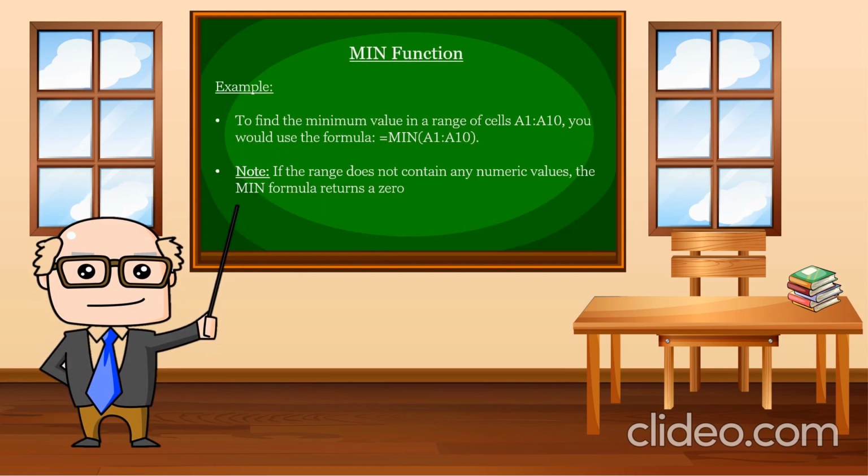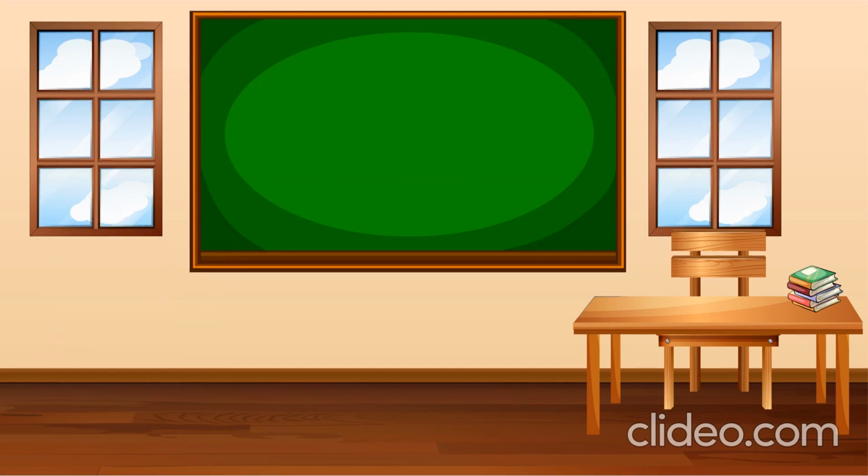Now an example of this function, the minimum function. To find the minimum value in a range of cells, let us say you highlight the range A1 to A10. You would use the formula equals min, and then inside your brackets, that is where you will insert your range, which is A1.